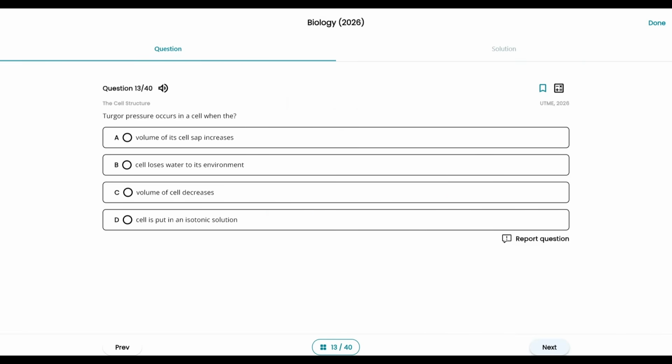Let's look at option C. Volume of cell decreases. A decrease in cell volume indicates water loss. When the cell volume decreases, it indicates water loss, not development of turgidity. Are you with me?